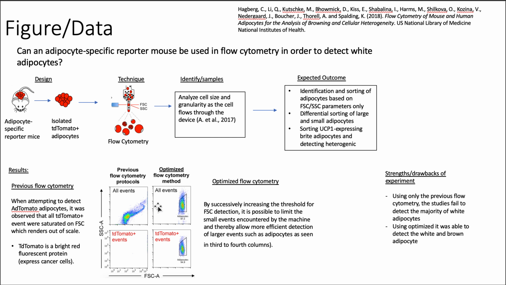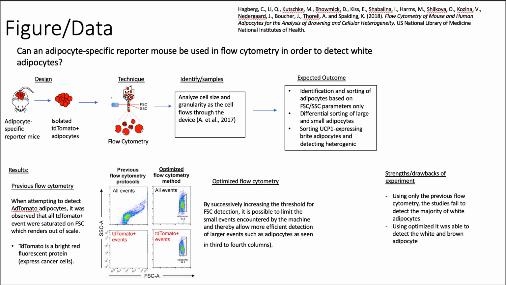So here we have the results on the bottom left. We see that the previous flow cytometry was just the first column. We see that when attempting to detect the tdTomato adipocytes, it was observed that all the tdTomato plus events were saturated on FSC, which renders it out of scale. And the FSC is basically a forward scatter plot, and the SSC is the granularity, side scatter.